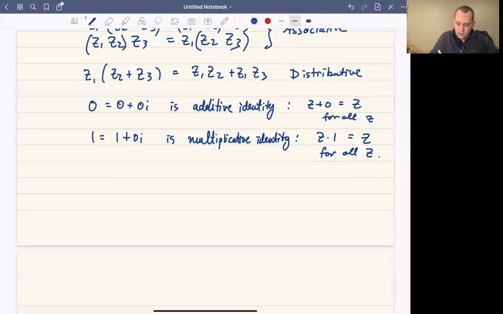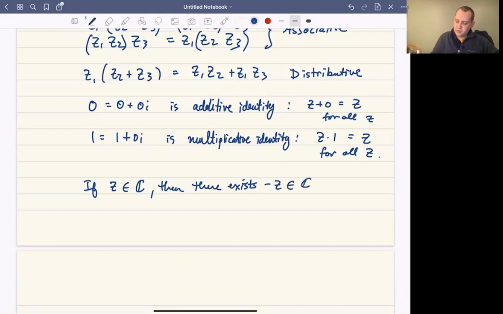So if z is a complex number, then there exists, this is going to be silly, but there exists minus z. So minus z is also a complex number, so that when you add these numbers together, you get the additive identity.